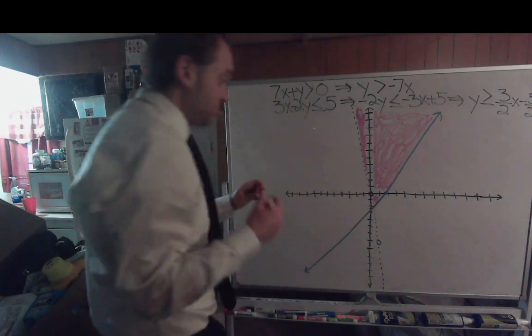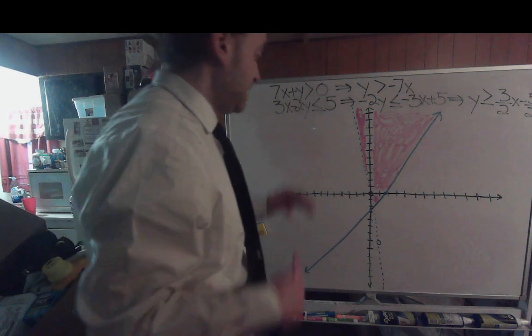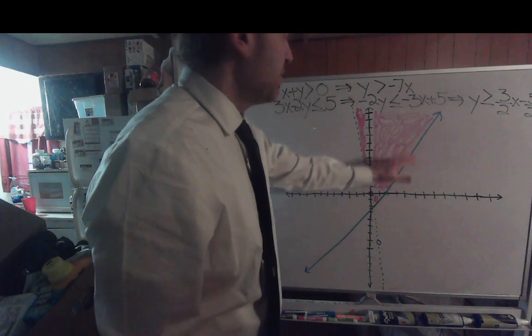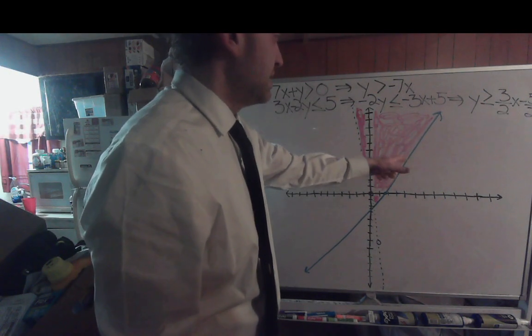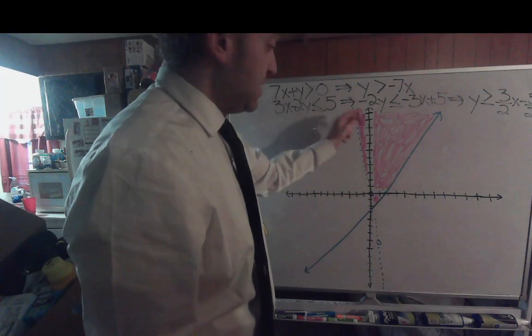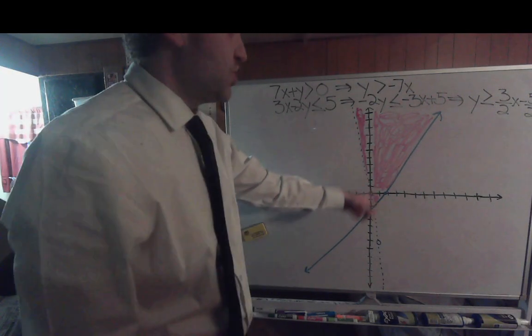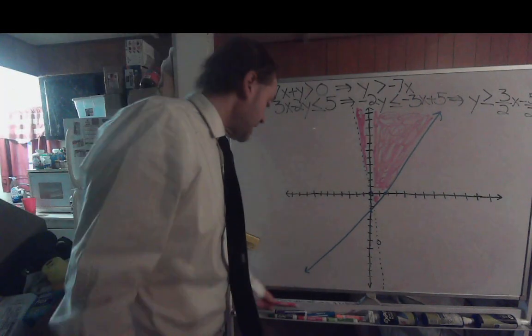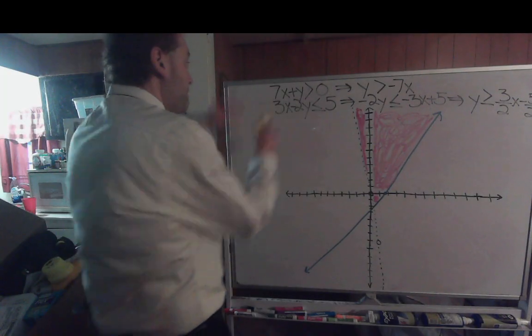Yeah, that would actually be it, because it has to be greater than negative 7x, but greater than the 3/2 x minus 5/2. So it's just going to be this slim little region here that would represent the solution set. And I got one more, then we're done.